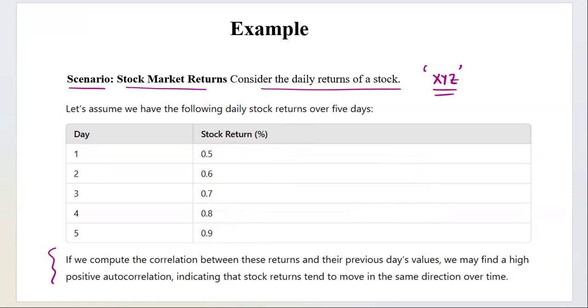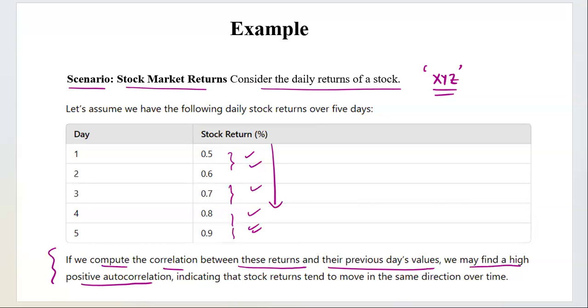Now read this particular thing. If we compute the correlation between these returns and their previous day values, we may find a very high positive correlation. Now all these covariances are positive. If you take any two values, this will be positive because the stock returns are increasing over time, right? So you will see a high positive autocorrelation, indicating the stock returns tend to move in the same direction over time. It starts from a lower value and goes to a higher value. The returns in percentage are strictly increasing, and we are getting positively related stock returns, and hence we have a high positive autocorrelation.